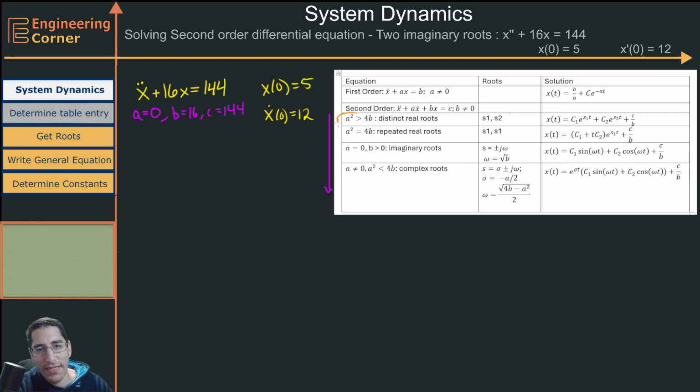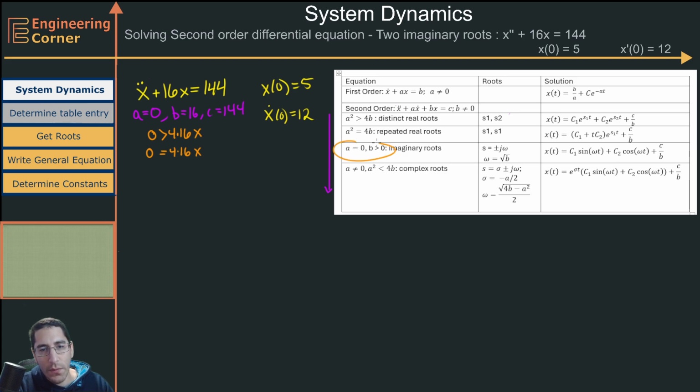Is a squared greater than 4b? Well, 0 squared is 0. Is this greater than 4 times 16, 64? No, it's not. So we know it's not distinct real roots. Okay, is a squared, 0, equal to 4 times 16? No, it's not. It would need to be equal to 0. So we know it's not repeated real roots.